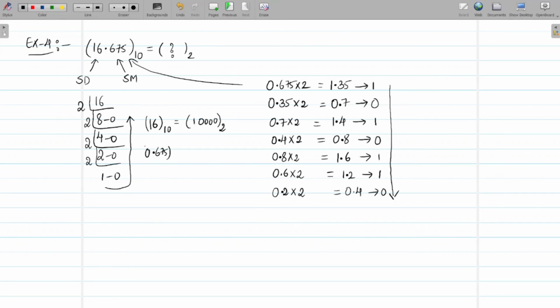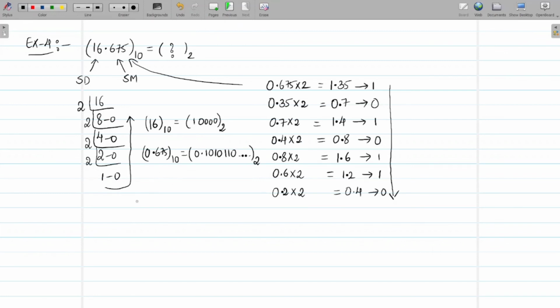0.675 decimal number is equivalent to 0 point, right? 0.10101010, and you will get like this because the same things are getting repeated, right?